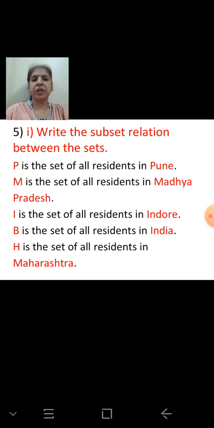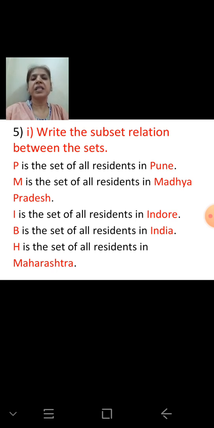For that we know which cities are in which states, and these states are in India. Now P is Pune and Pune is a city in Maharashtra. So we can write P is a subset of H, because all residents in Pune will be residents in Maharashtra. We can also write P is a subset of India, because Pune is in Maharashtra, and Pune is in India. So P is a subset of B using the subset sign.